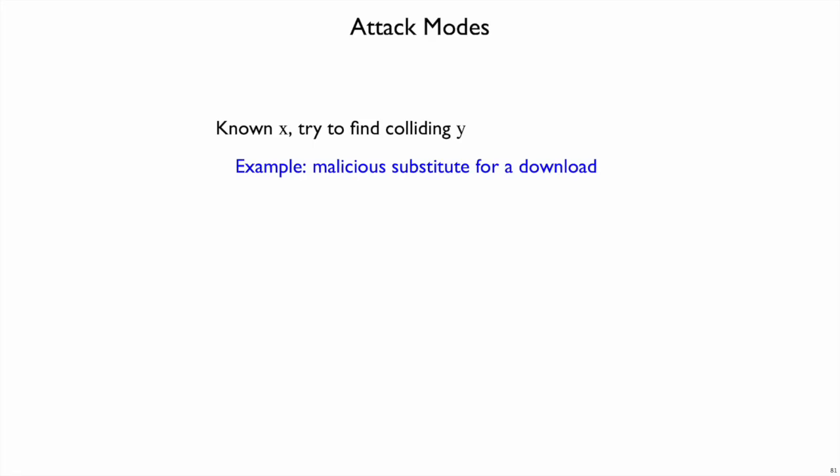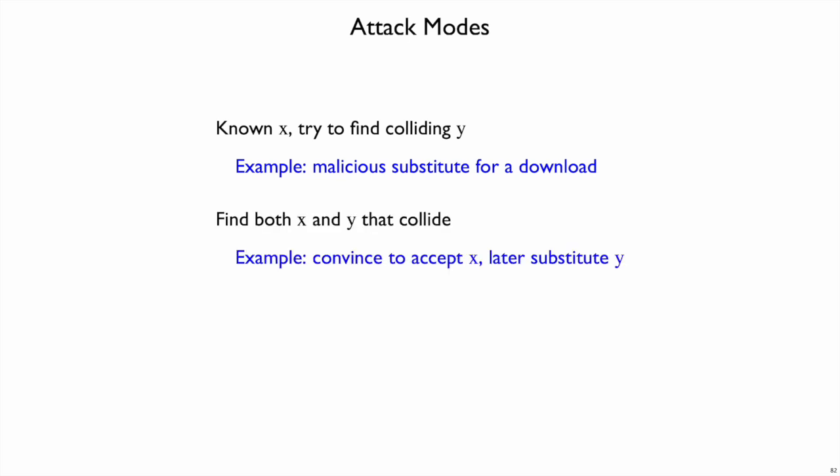We're still working our way towards actually defining H, so let's consider the kinds of attacks that H has to resist. One possibility is that you know X and you're trying to find a colliding Y. An example use of this is a substitute for a download. Another possibility is that an attacker gets to pick both X and Y. So something that they can convince you to accept X and then later substitute Y.